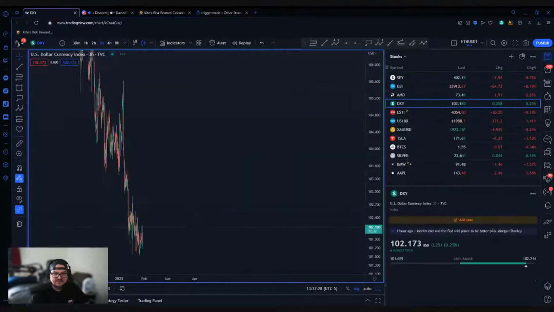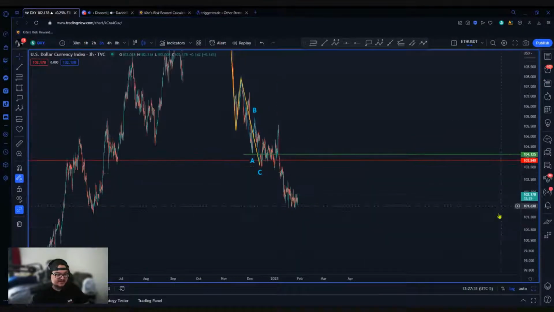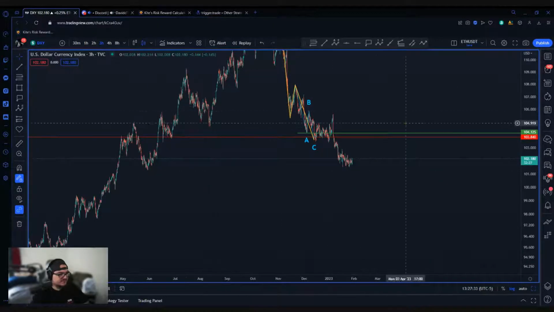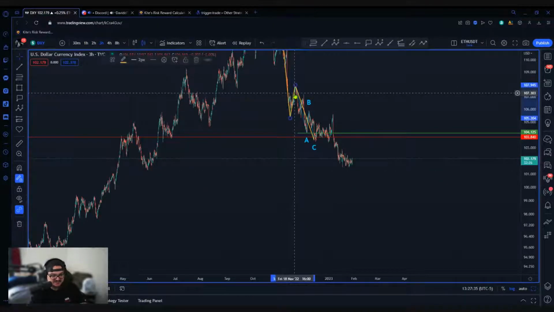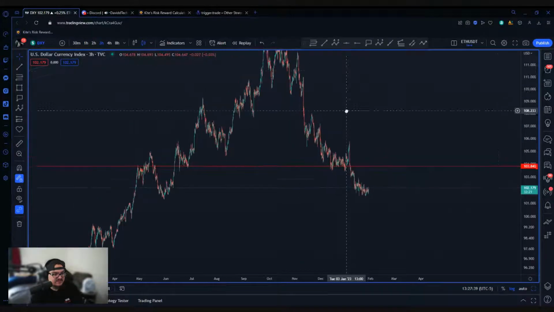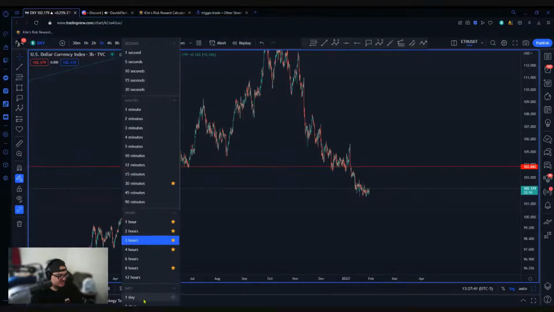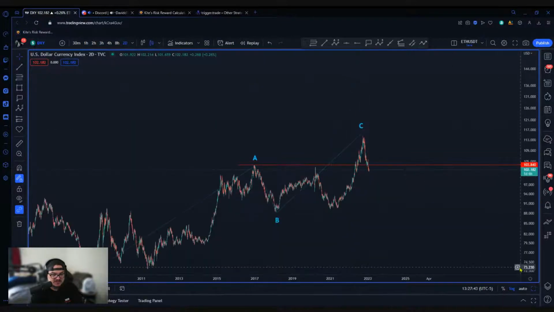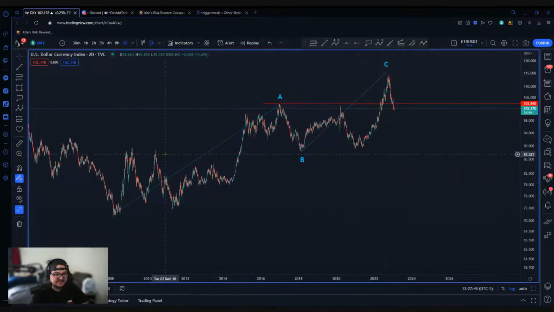Now, I know you guys are probably going to want to see the DXY, because there is definitely some inverse correlation involved when it comes to the DXY. The main thing I want to look at first is a larger scale setup here.